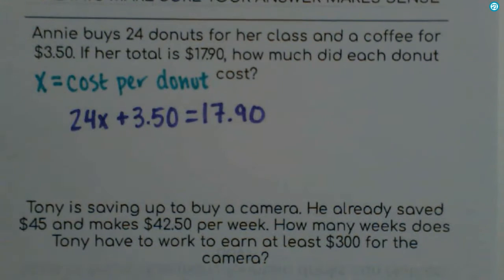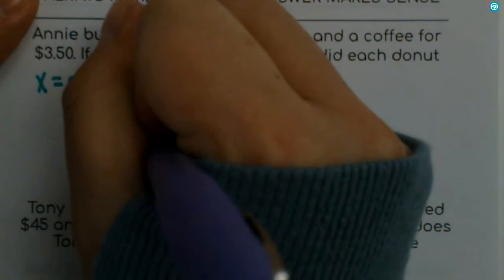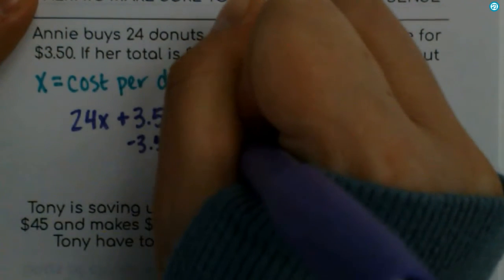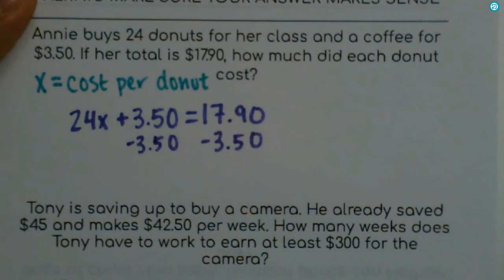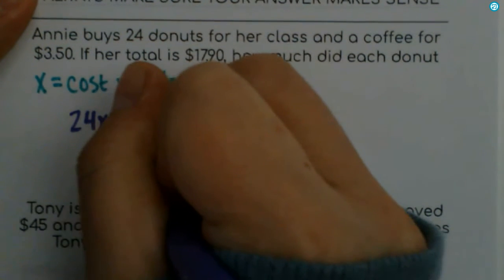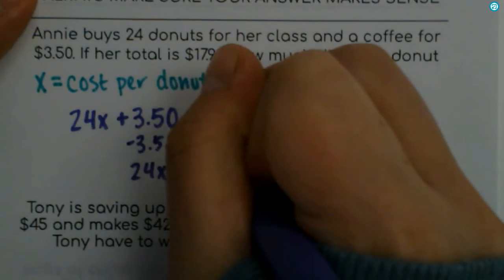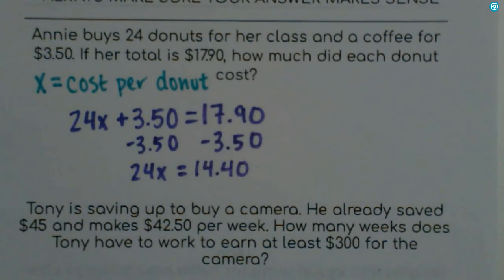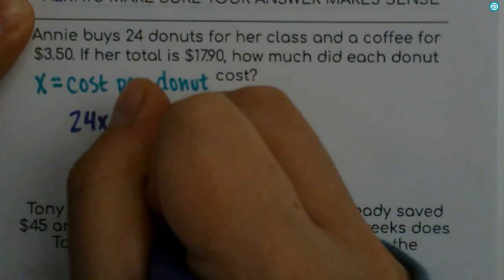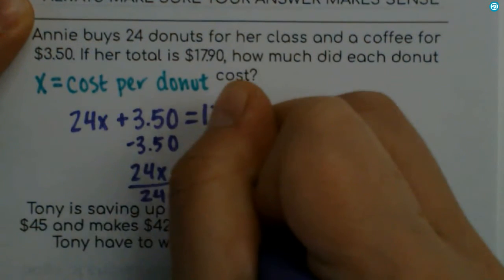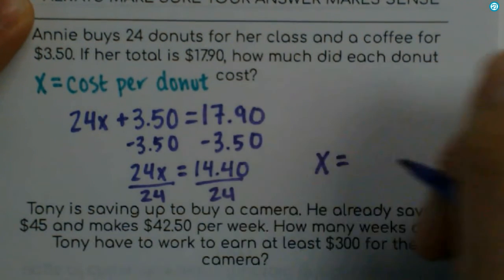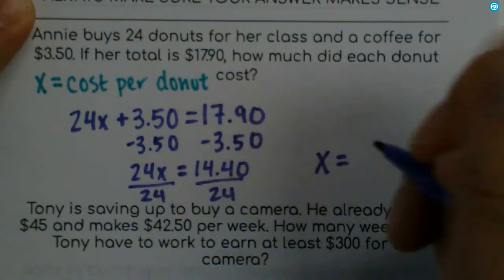We'll subtract 3.50 from both sides. We get 24x equals 14.40. Hold on just one second. And then we'll divide by 24 on both sides. Do you have the answer for me? Yeah. And x equals 0.60.